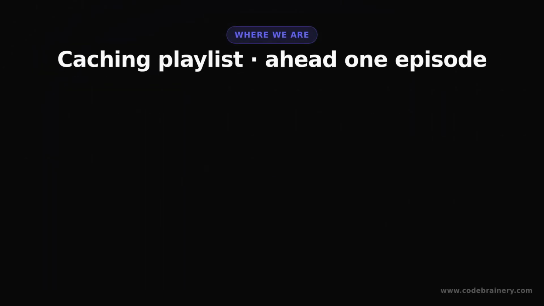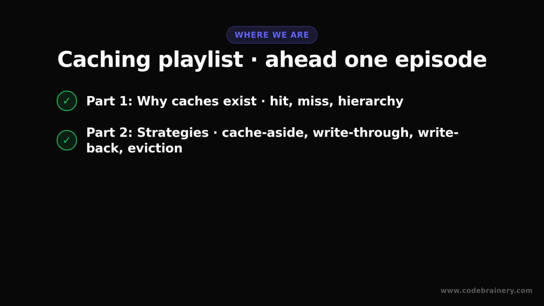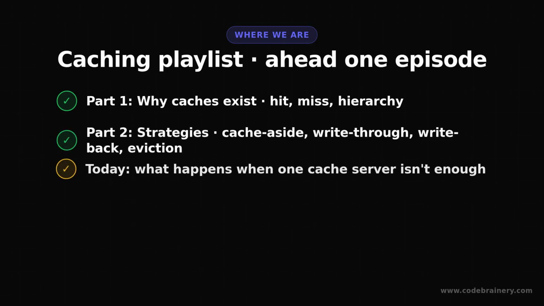Quick refresh. In part 1, why caches exist. Hit, miss, hierarchy. In part 2, the strategies and policies. Cache aside, write through, write back, eviction. Today, what happens when a single cache server isn't enough?